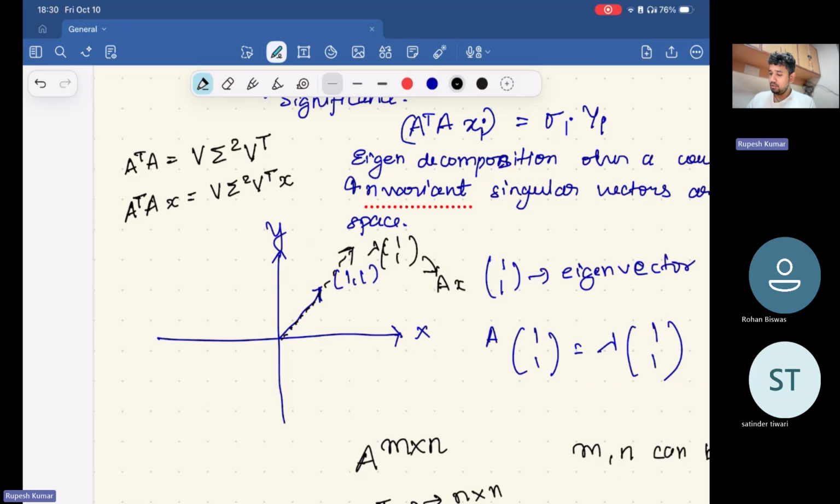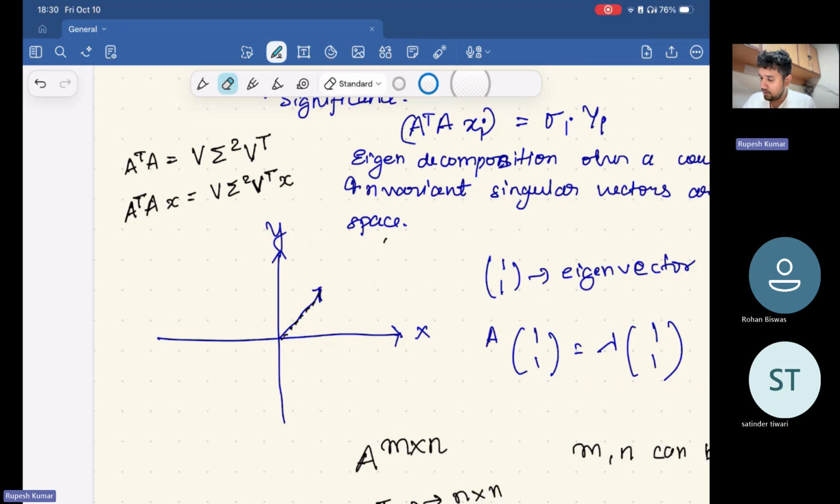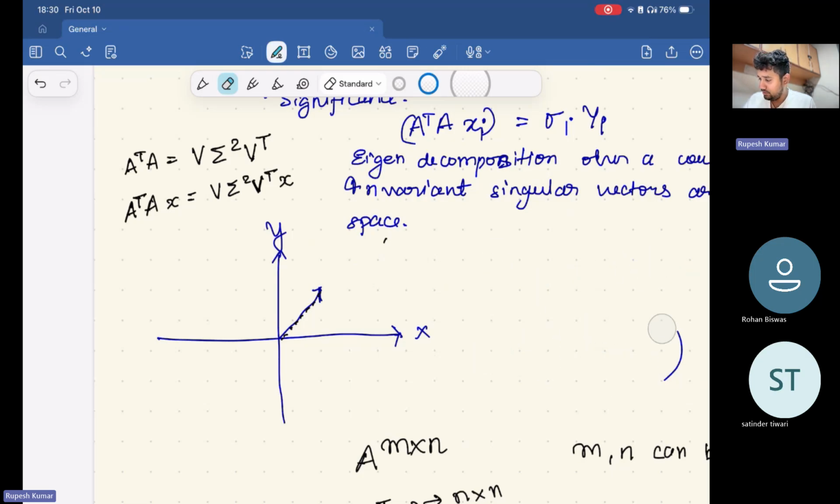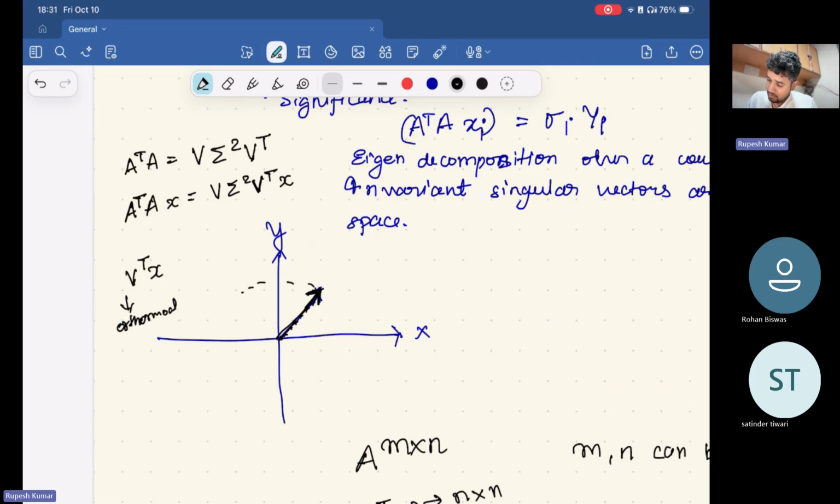Now let's say you have a vector X, then what is V transpose X? What will it do? It's an orthonormal matrix. So what will it do? It will simply rotate the vector, right? So let me remove this picture here and then redo this for a singular value decomposition. So you start with a vector like this. V is an orthonormal matrix, so it can only rotate it, right? So it will rotate this vector somewhere.